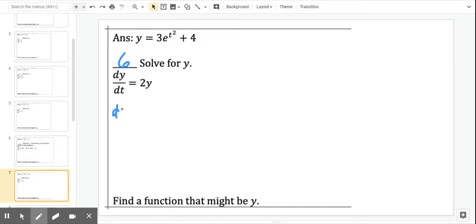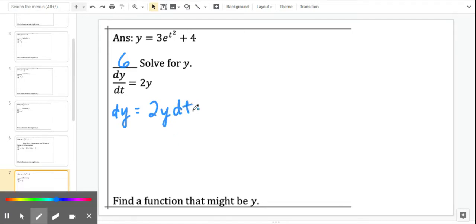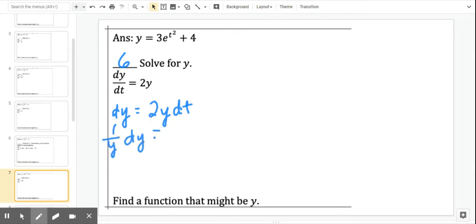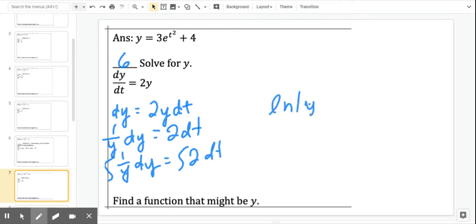So again, we're going to multiply by dt on both sides. But now we have a problem. We have a y and a dt, not a t and a dt. So I'm going to divide by y on both sides. So now I have 1 over y dy equals 2 dt. And then we can integrate both sides. On the left-hand side, we'll have the natural log, the absolute value of y, equals 2t plus c.